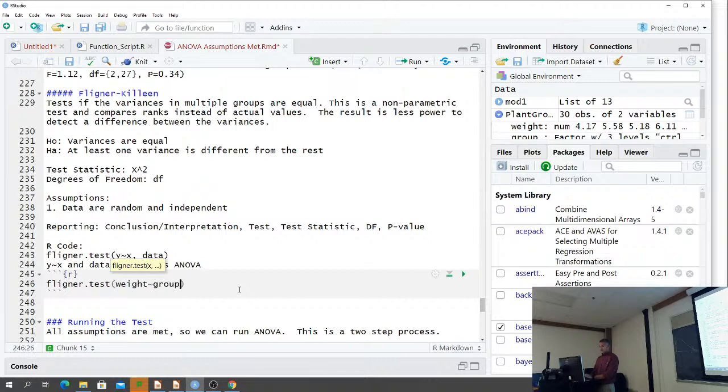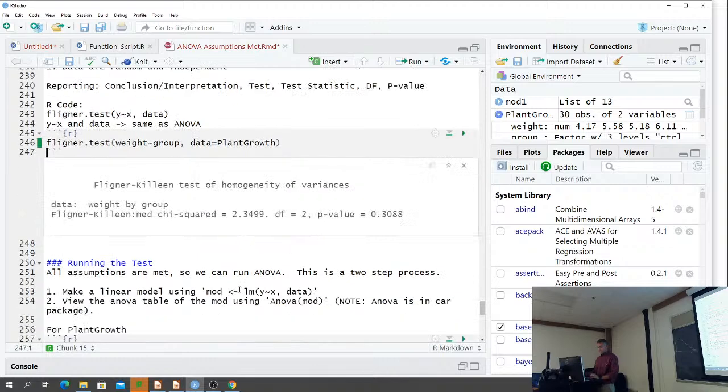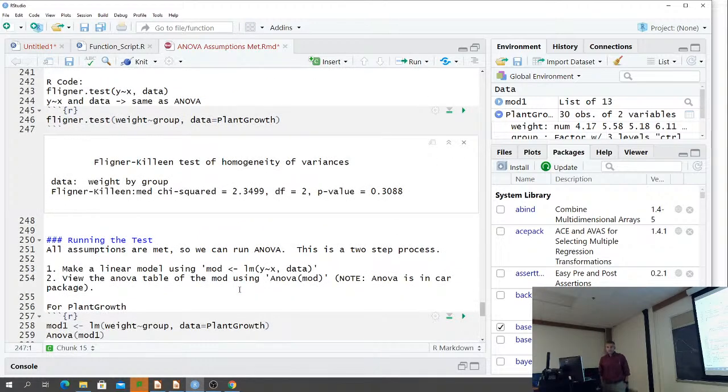So for us, I can run fligner.test, weight as a function of group, data is PlantGrowth, and run it, and this is our output. And we can't really compare the p-values to the Brown-Forsythe. The only thing is we look at the 0.05. Are we less than 0.05? Are we greater than 0.05?